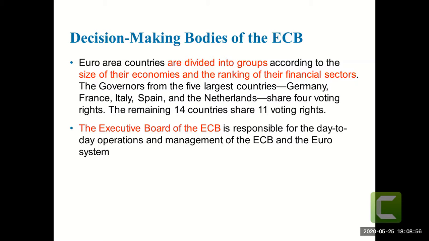The largest economies in the Eurozone, Germany, France, Italy, Spain, and the Netherlands, share 4 voting rights. Basically, the influential members are the first 5 countries. Therefore, the governing council, or decision-making body, is owned by member states. There are 19 member states.